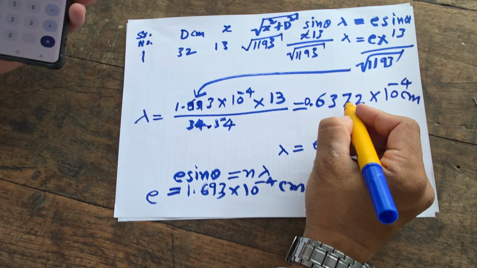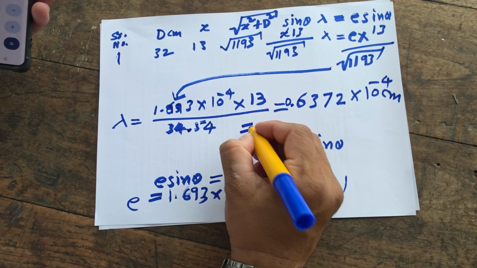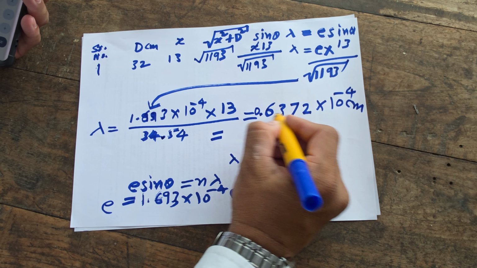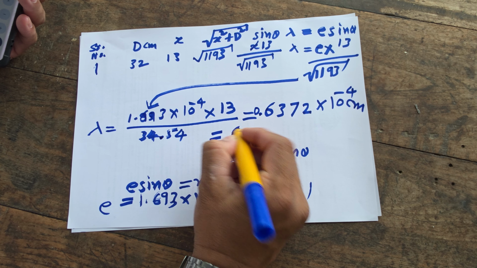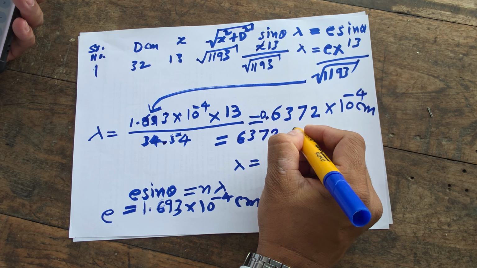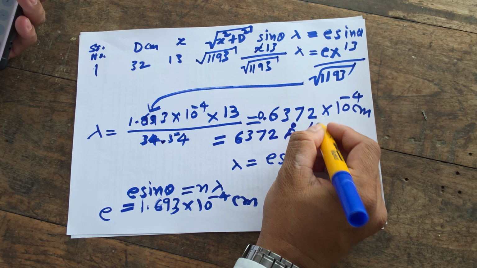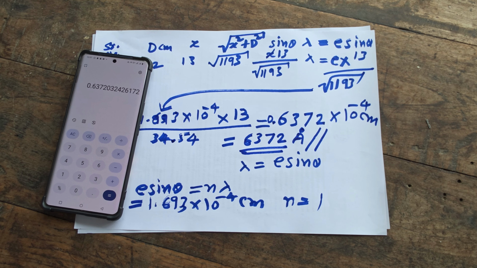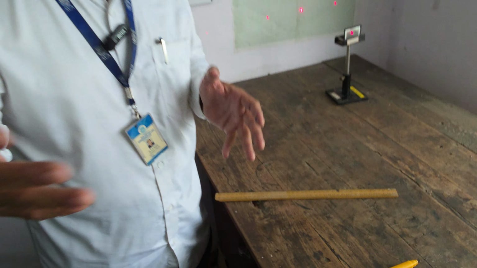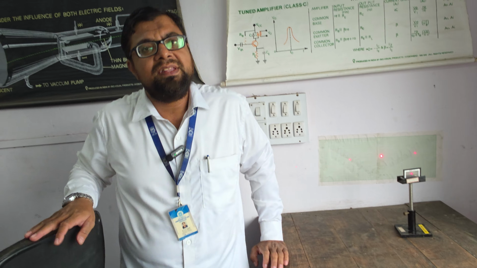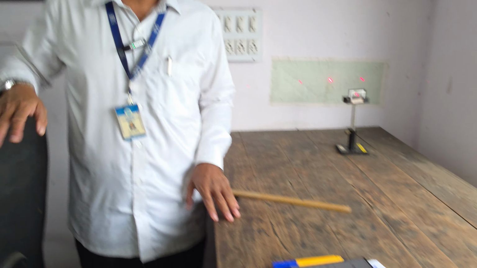If I want to convert this into angstrom, then you know that 1 angstrom is 10 raised to minus 8 centimeter. Therefore, these four digits will shift towards the right side. So it will be 6372 angstrom unit. This is the result we got here. And actually this is a very accurate result, because for red light, for a red color laser, we have around 6300 angstrom unit as the wavelength.